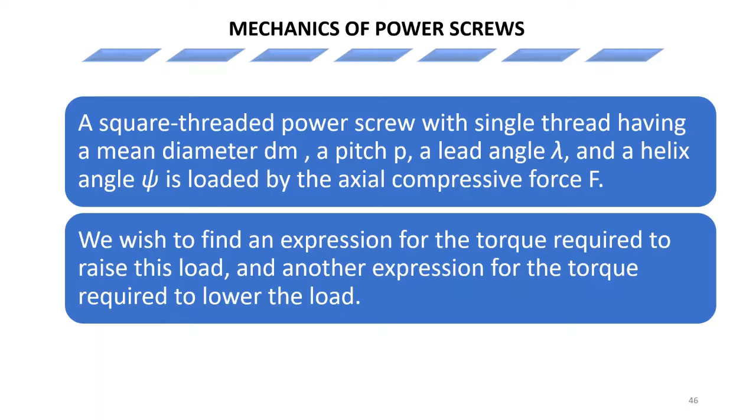All right, so let's assume that there is a square threaded power screw with a single thread having a mean diameter dm, a pitch p, a lead angle lambda, and a helix angle psi. It is loaded by the axial compressive force F, and we wish to find an expression for the torque required to raise the load, and another expression for the torque required to lower the load.